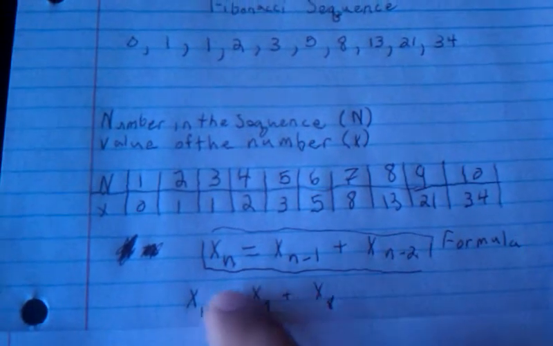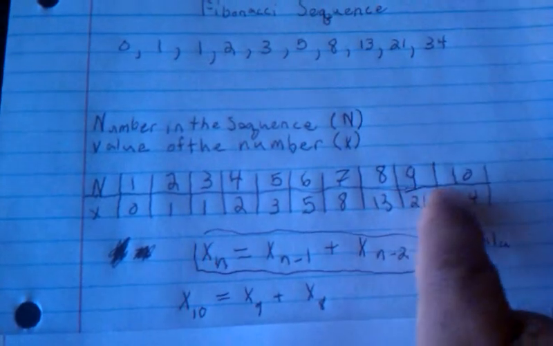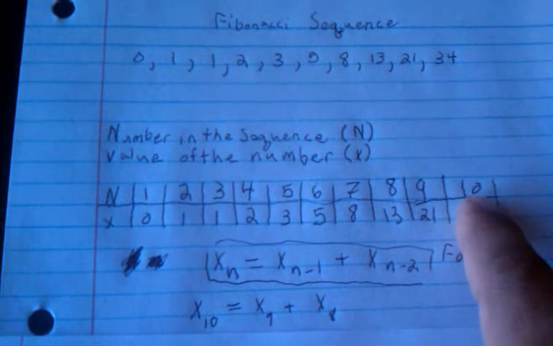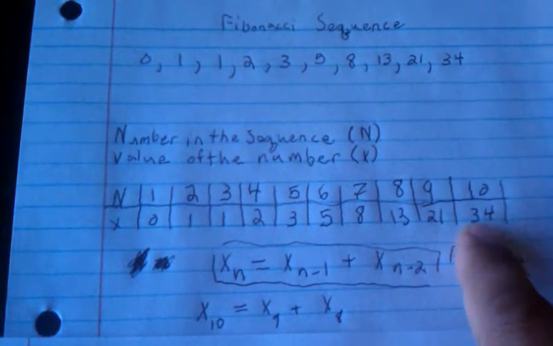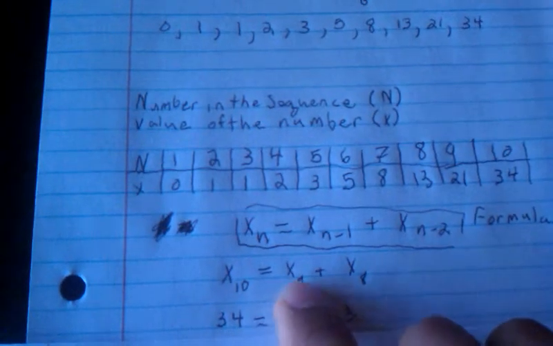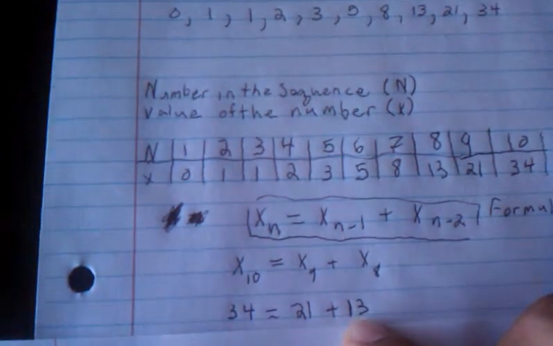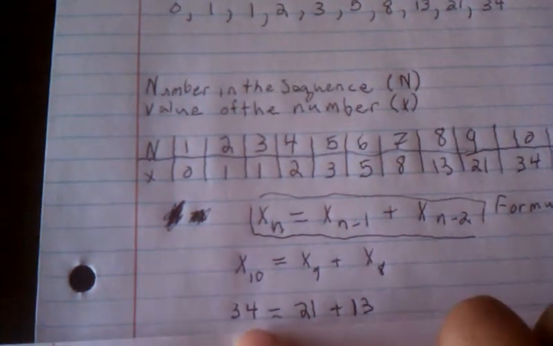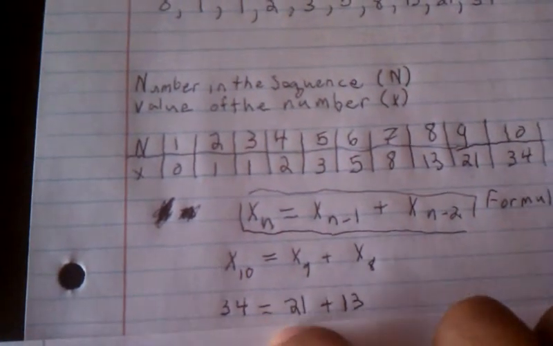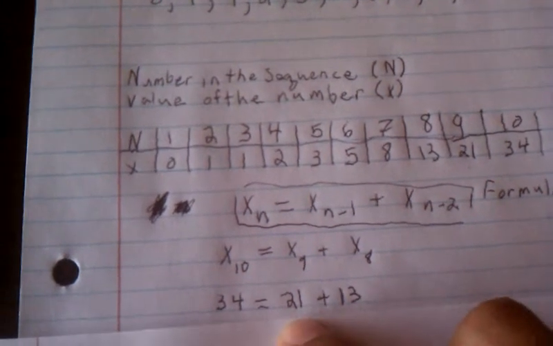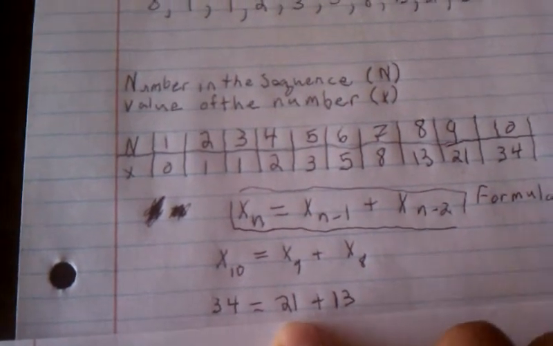So x of n, the n is 10. So let's go over here and find 10. The x value is 34. So we'll go ahead and put 34 there. And then the x of 9, the value is 21. So we'll go ahead and put 21 here. And the x of 8 is 13. We'll go ahead and put 13 here. So the x of 10 should equal these two numbers added together. And 21 plus 13 does give us 34.